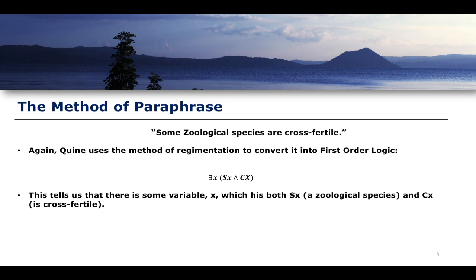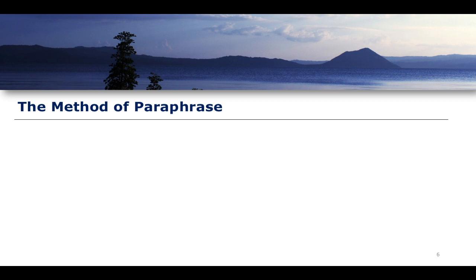One of those things, however, is my ontological commitment to zoological species, to the existence of zoological species, because this is telling us that there is some x, and that x will be a zoological species, and be cross-fertile, both at the same time. That's why we have a conjunction. So this automatically means that we have to commit ourselves not only to the cross-fertility of some zoological species, but also to the existence of zoological species specifically.